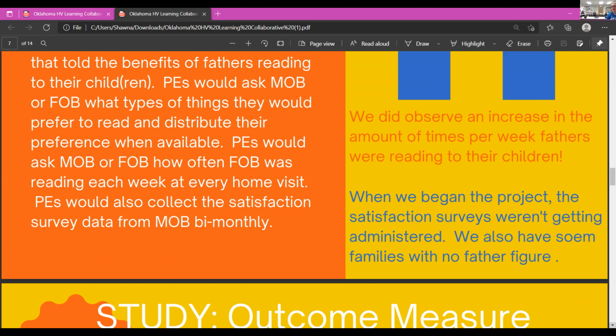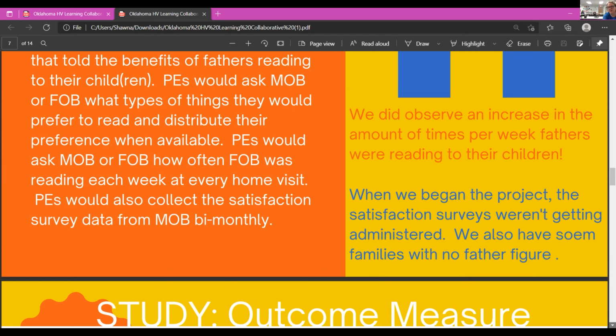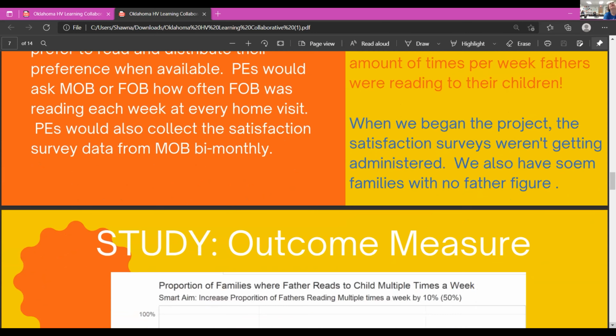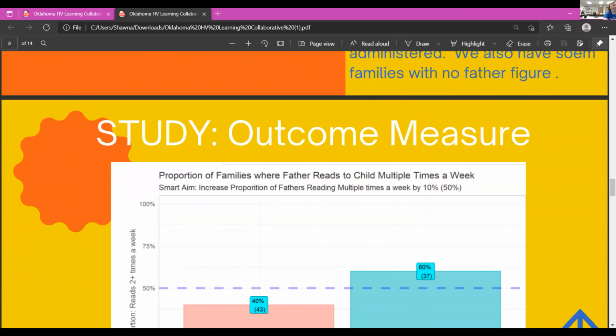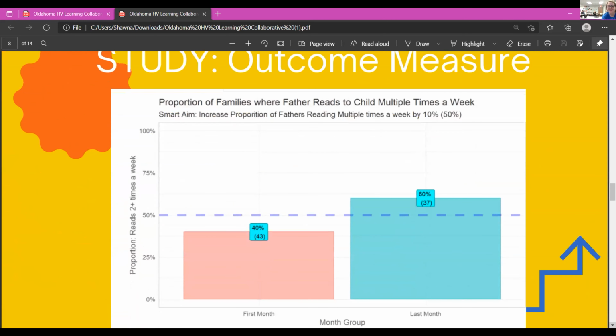When we first started, the satisfaction surveys weren't getting administered, and there's a typo, but then we also have families without father figures, so that was kind of an issue. And Andrew, if I'm saying anything wrong, just let me know. Fine so far.